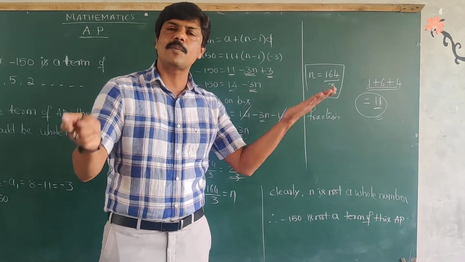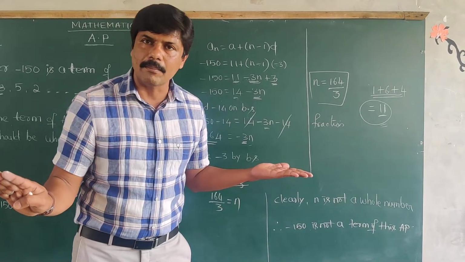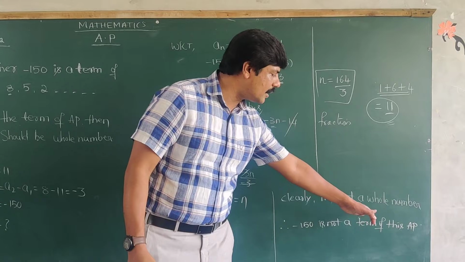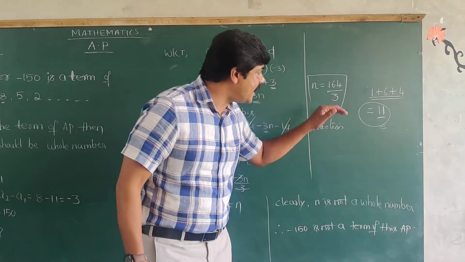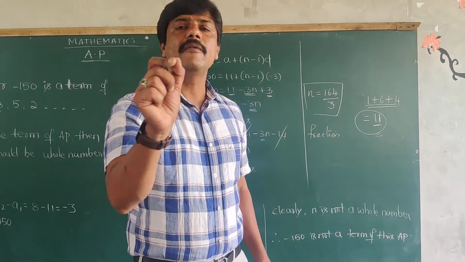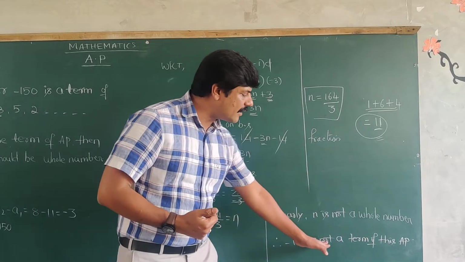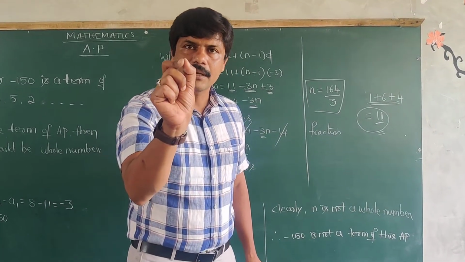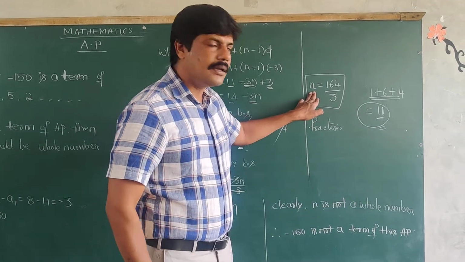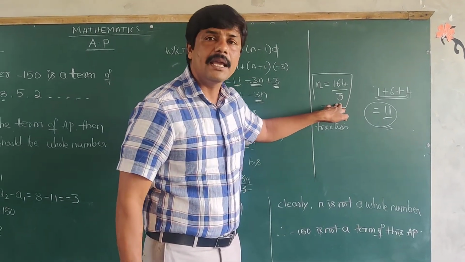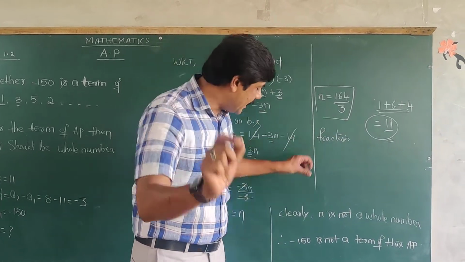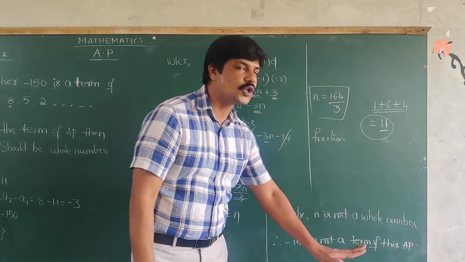Understand, children? 56.4 is not a whole number. Thus we will say that minus 150 is not a term of the AP. If it were a whole number, then we would have said that minus 150 is a term of the AP. Did you understand? N is equal to 164 by 3 is not a whole number. Therefore, minus 150 is not a term of the AP.